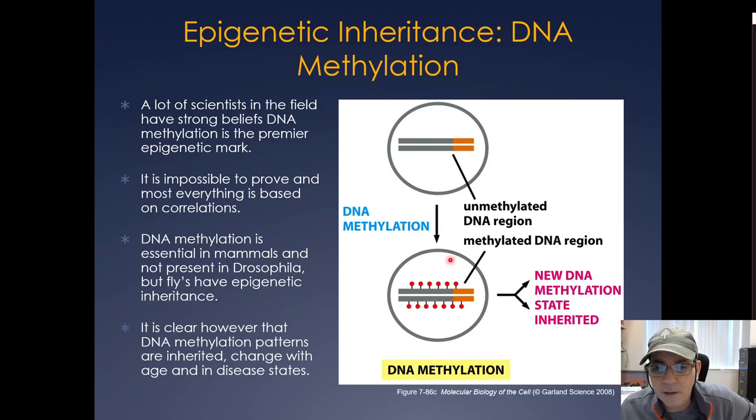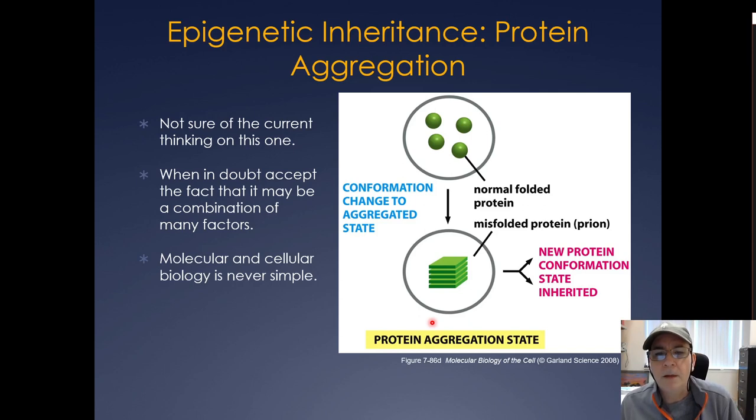So it's clear that DNA methylation patterns can be inherited, that they change with age, and that they're altered in cancer cells, and there's still a lot of work to be done, and it's a very complicated topic in the research community. Another mechanism of epigenetic inheritance is protein aggregation. I have to be honest, I'm not really sure of the current thinking on this one. You have a normal folded protein, which becomes misfolded and forms protein aggregates, and as the cell divides, these aggregates continue to seed more and more aggregates.